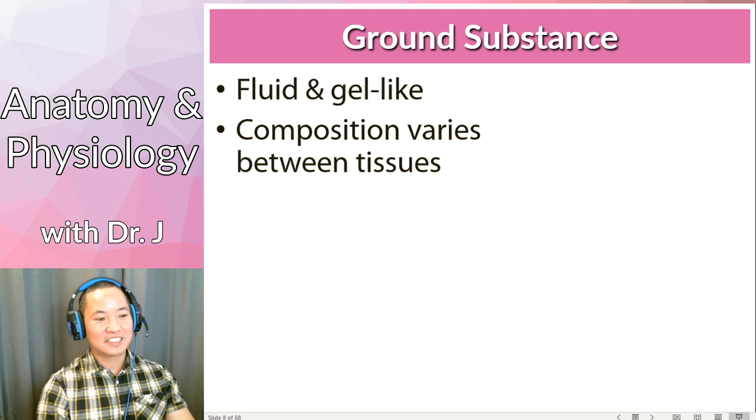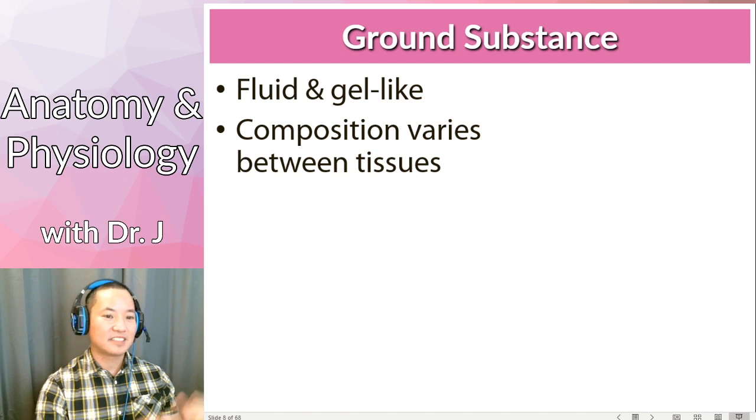Now, ground substance, again, there's not just one single ground substance. It's fluid and gel-like, but it isn't the same between all different types of connective tissues. It's just describing the part that's not those collagen and protein fibers.